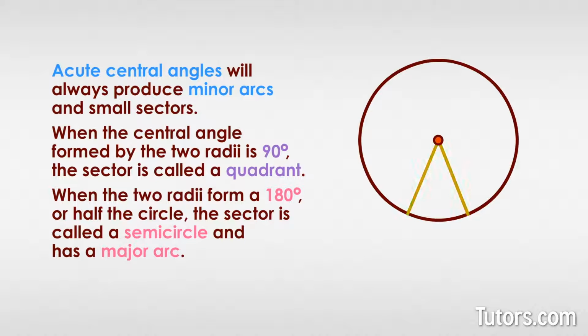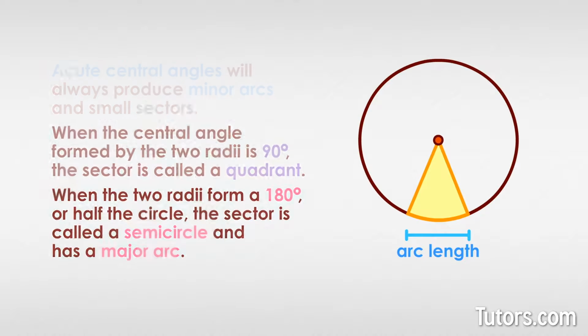Unlike triangles, the boundaries of sectors are not established by line segments. You do have two radii forming the central angle, but the portion of the circumference that makes up the third side is curved. So finding the area of the sector is a bit trickier than finding the area of a triangle. The distance along that curved side is the arc length.